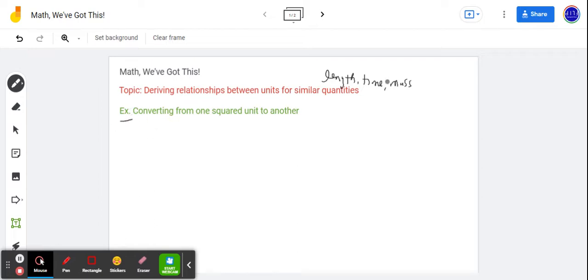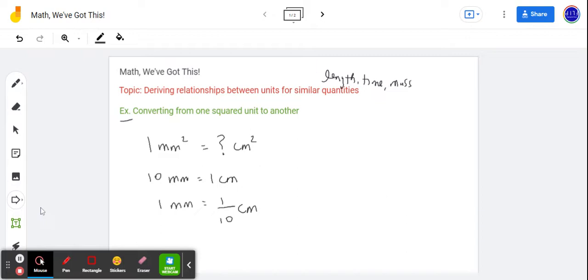So for example, let's take a look at what happens when we want to convert from one squared unit to another. So let's say that we want to look at the relationship between a squared millimeter and an unknown number of squared centimeters. So taking a little trip down memory lane, we would know that 10 millimeters is 1 centimeter. And therefore 1 millimeter would be 1/10 of a centimeter. Now, having that knowledge in hand will allow us to successfully make that conversion.